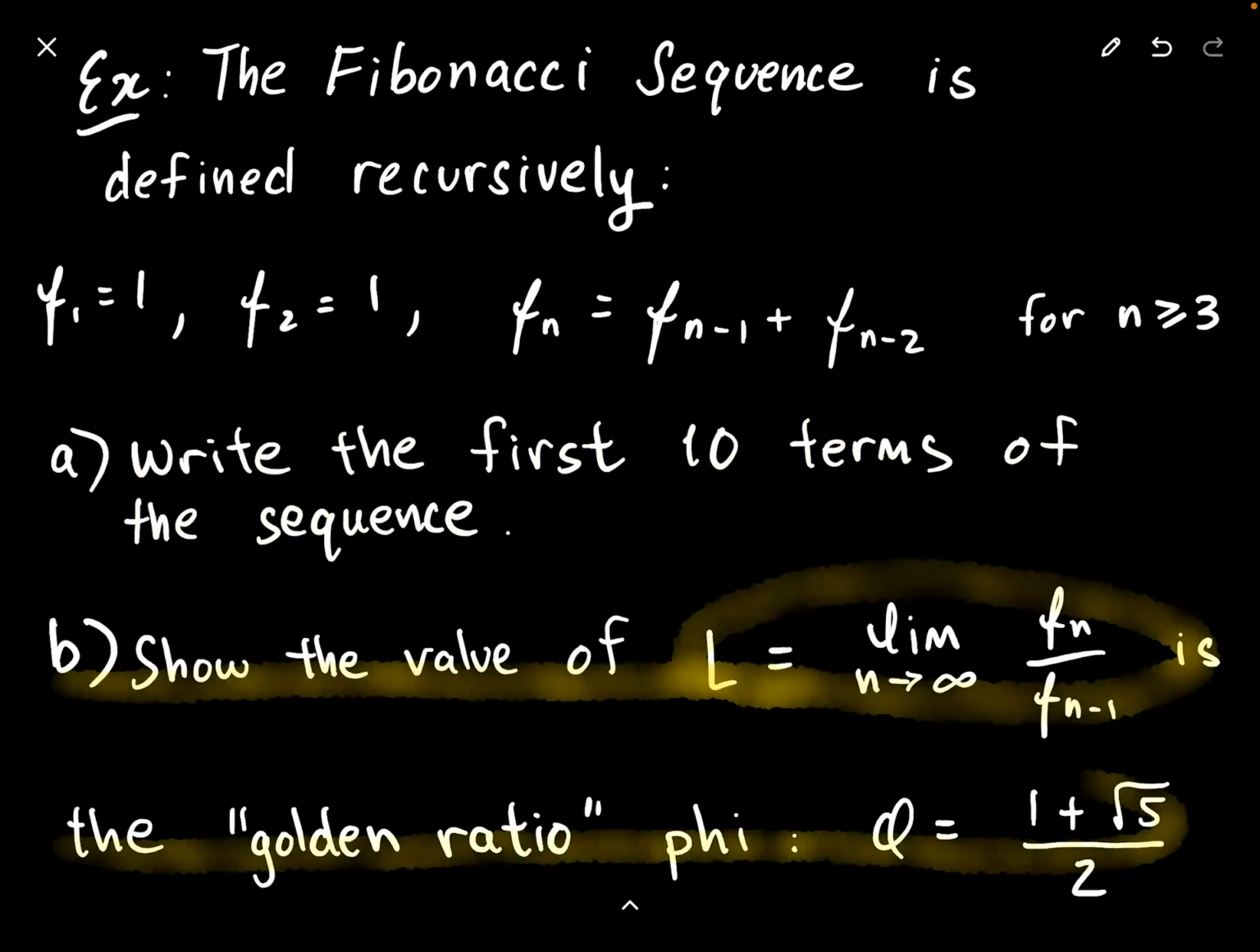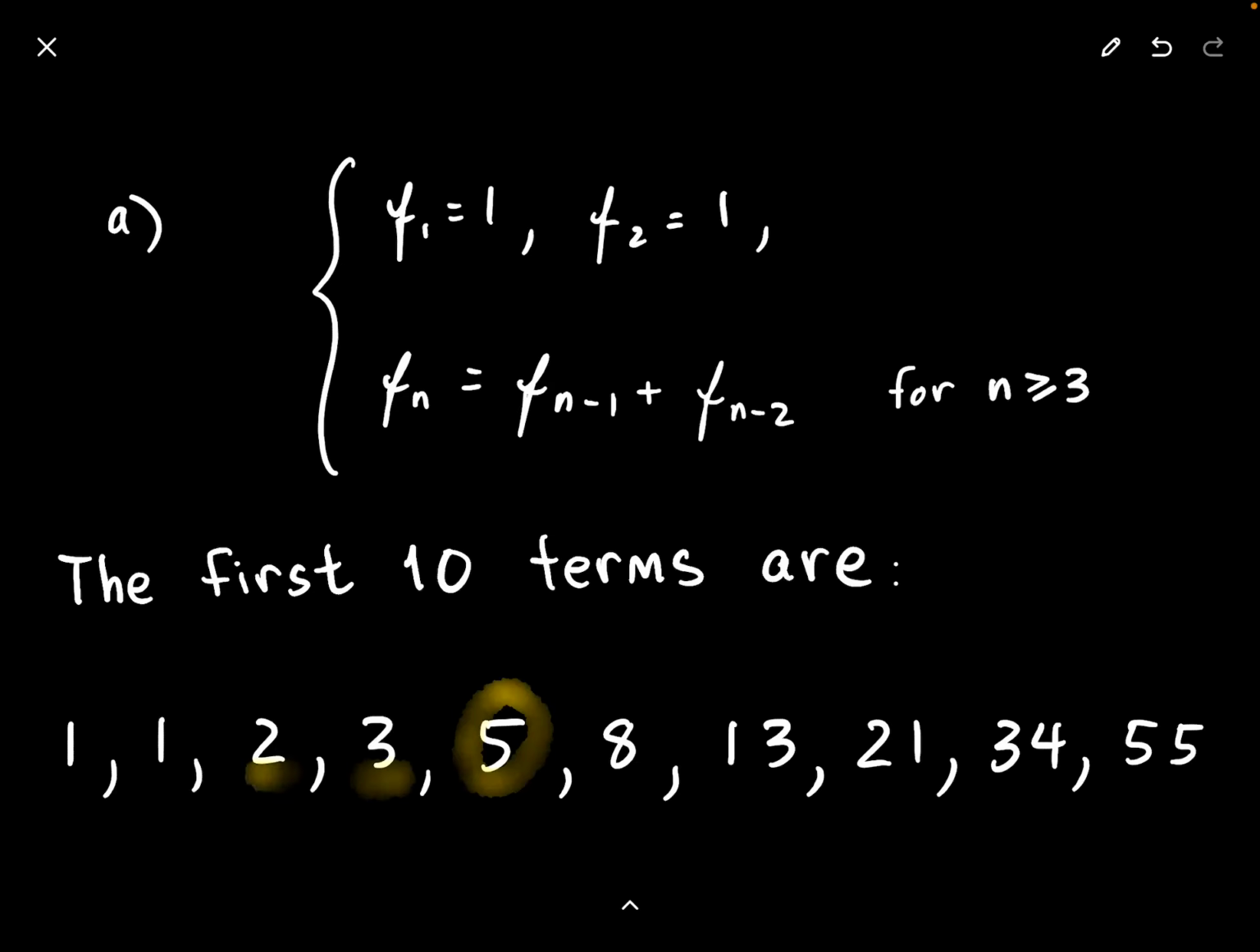So the first two terms are 1 and 1, and the next term is 2, since 1 plus 1 is 2, and the next term is 3, since 2 plus 1 is 3. After that we have 5, since 3 plus 2 is 5. If we add 3 and 5, we'll get 8. And similarly for the other terms, 13, 21, 34, and 55.